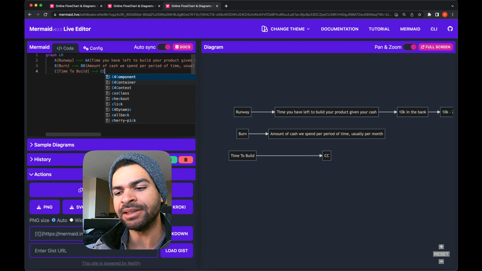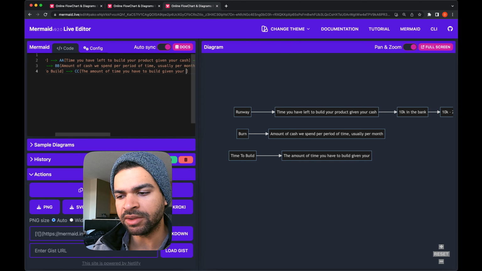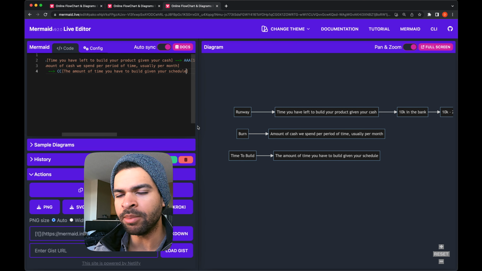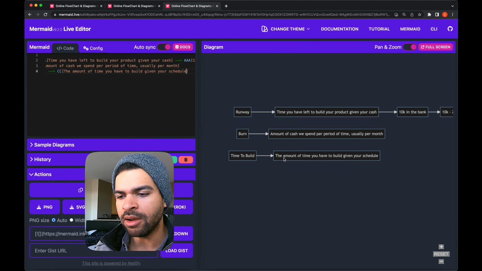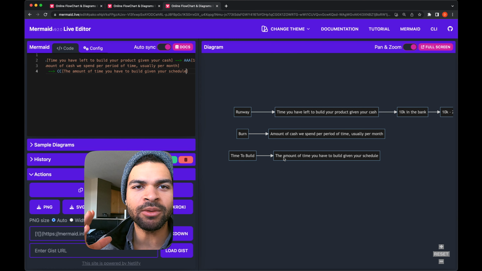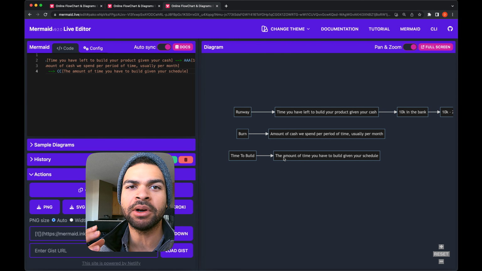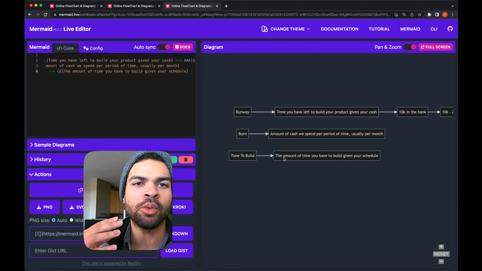All right, and then one more term before we jump into things: time to build. So time to build is the amount of time you have to build given your schedule. This is a term I just kind of made up, but it's super important. As solopreneurs, indie hackers, whatever schedule you have, some of us are working, some of us are doing contract work, part-time work, some of us are taking mini retirements to build our software.